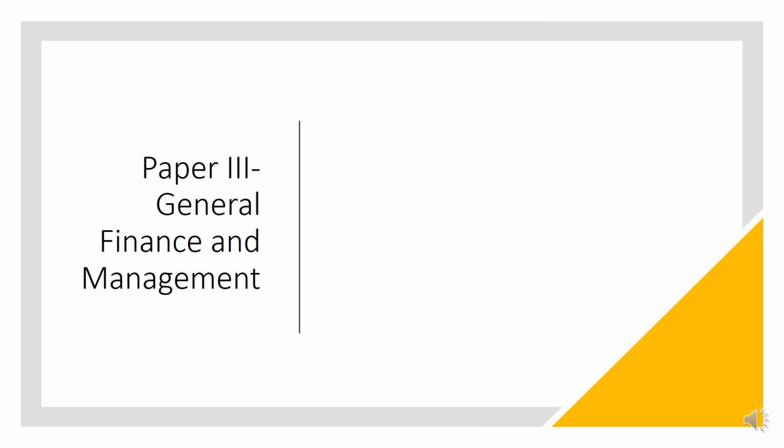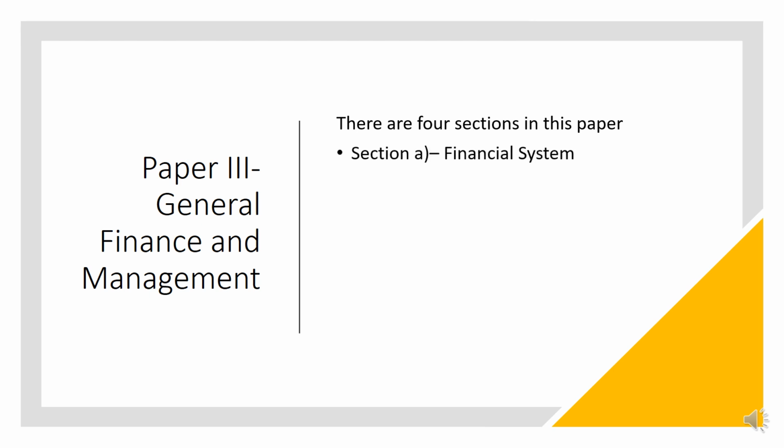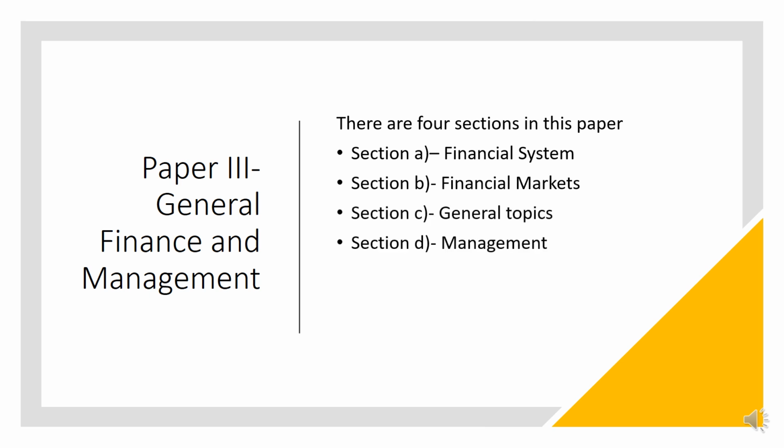This paper is one of the important parts of Phase 2. It has 4 sections in this exam. One is Section A, that is Financial System, then Financial Markets, General Topics, and Management. These are the 4 different sections of this paper.